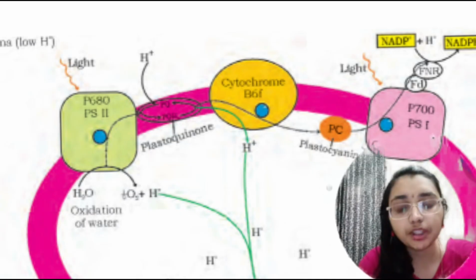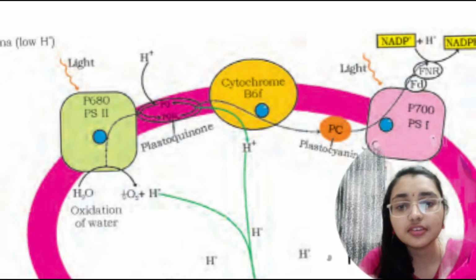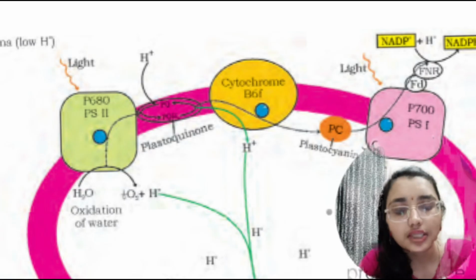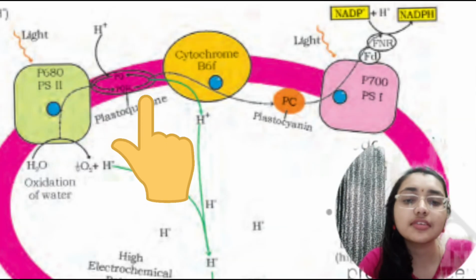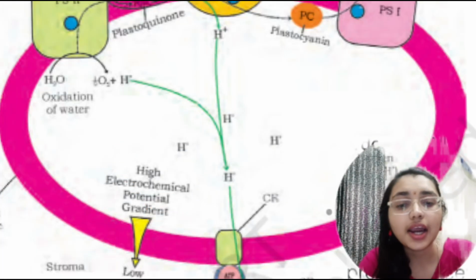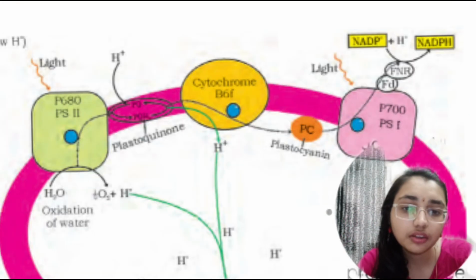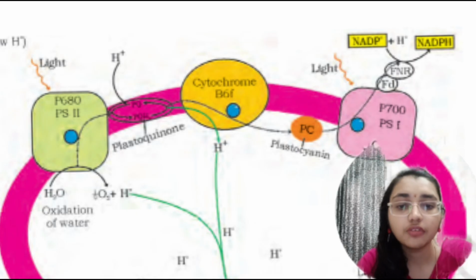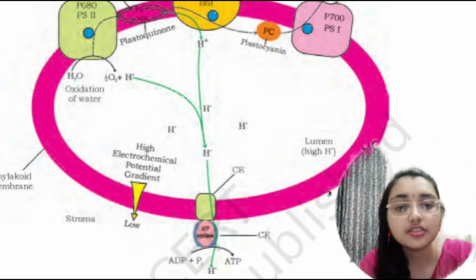Then the proton pumping occurs between PS2 and the cytochrome b6f complex. As the electron moves through the chain, a carrier called plastoquinone, PQ, picks up hydrogen from the stroma, outside, to move the electron to the cytochrome b6f, and it releases those H+ into the lumen, which results in actively pumping the protons from outside to the inside. Then the third step is removing the protons from the stroma, that is PS1.